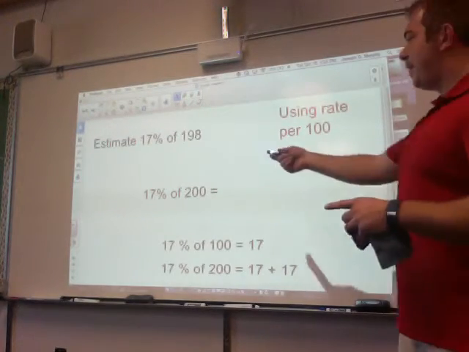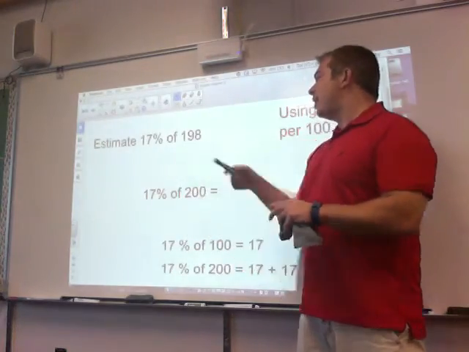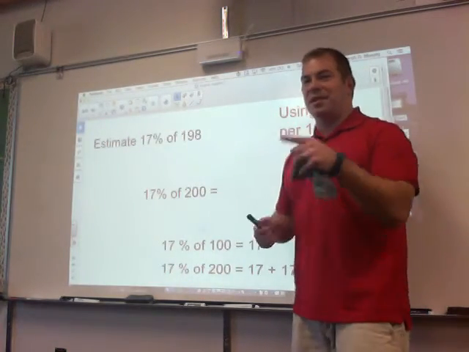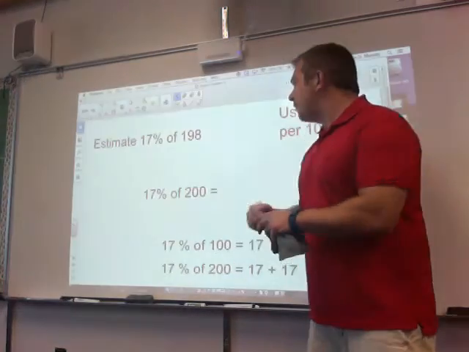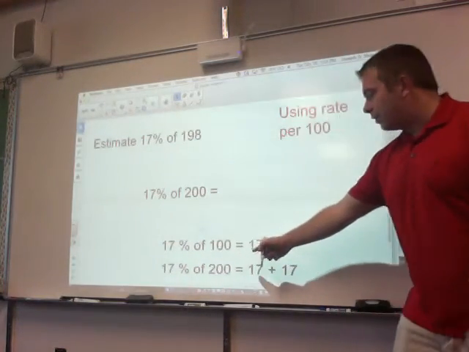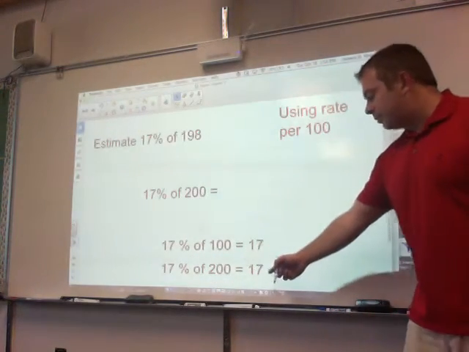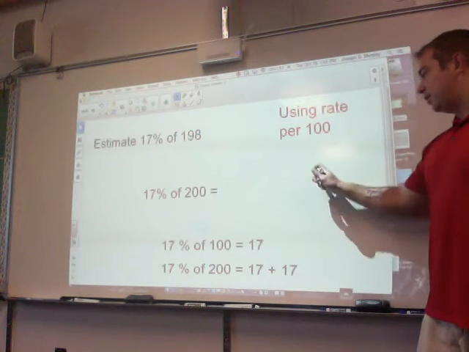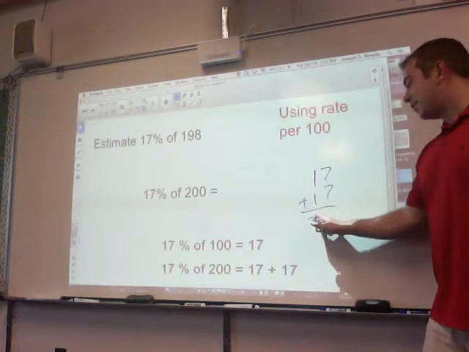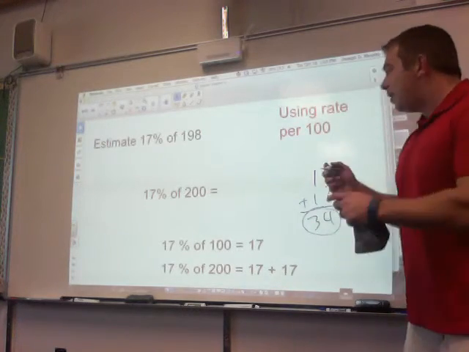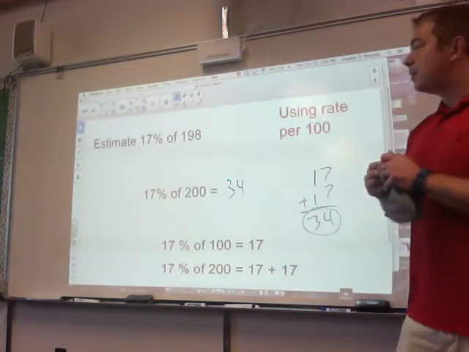Now this is my favorite way, using rates per 100. 17% of 198. Now 198 is close to what really nice number, ladies? 200, and there it is. So if 17% of 100 is 17, 17% of 200 would just be 17 plus 17. Do you ladies know what that equals? 34. 34 is correct. All right, so 17% of 200 is 34. We use the rate of 100.